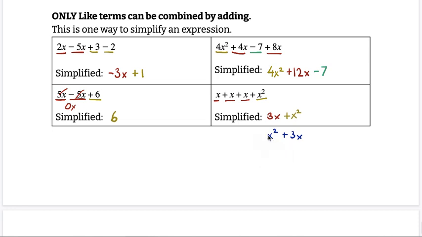So that's how we combine those terms, by adding them. What we're doing is adding positive and negative terms. So the sign belongs with the term, like we've been highlighting so far.